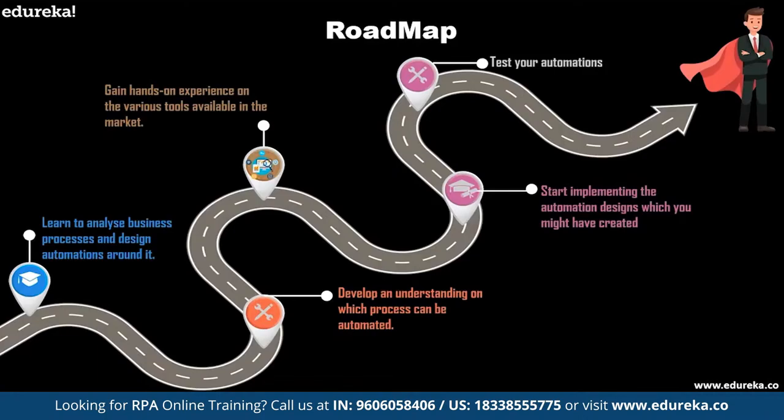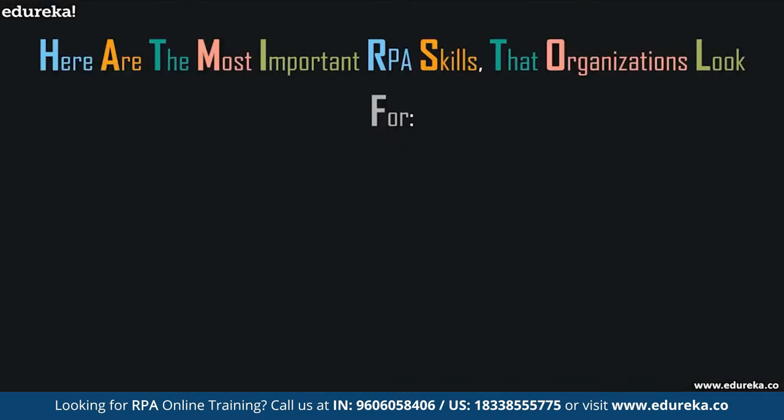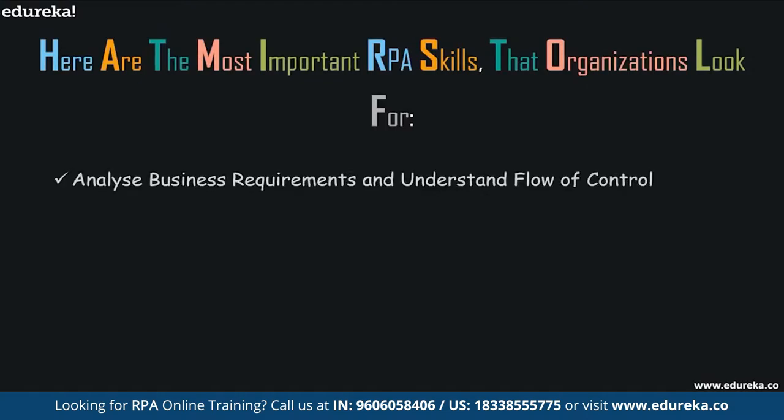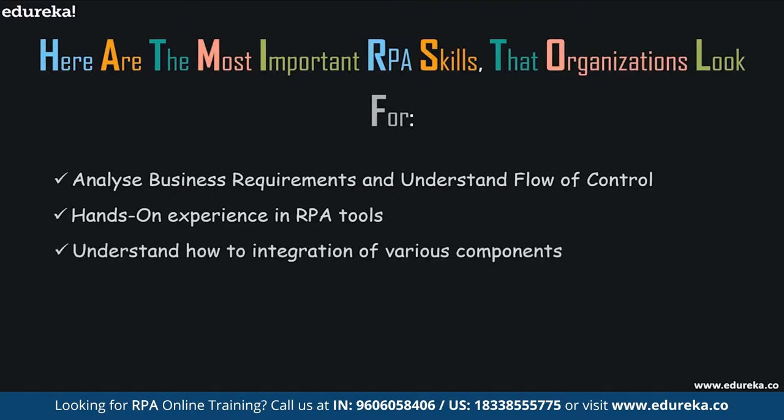Now that we know how to become an RPA developer, let me tell you the most important RPA skills that organizations look for. First, you need to understand how to analyze a business requirement, and at the same time, you should be very good at understanding the flow of control. You should have hands-on experience in RPA tools like Blue Prism, UiPath, and Automation Anywhere. You also need to understand how to integrate various components. At the same time, no or less coding skills are required.